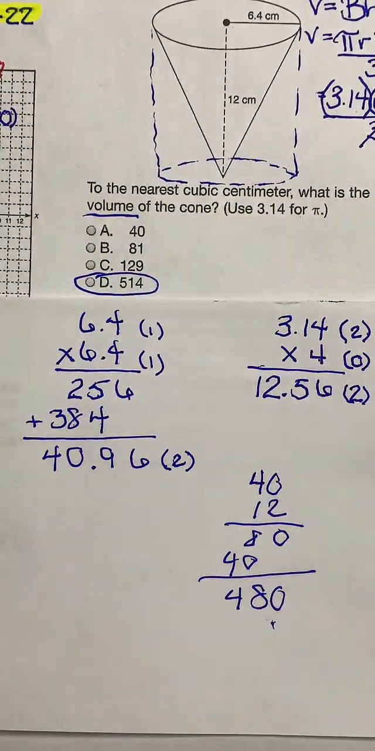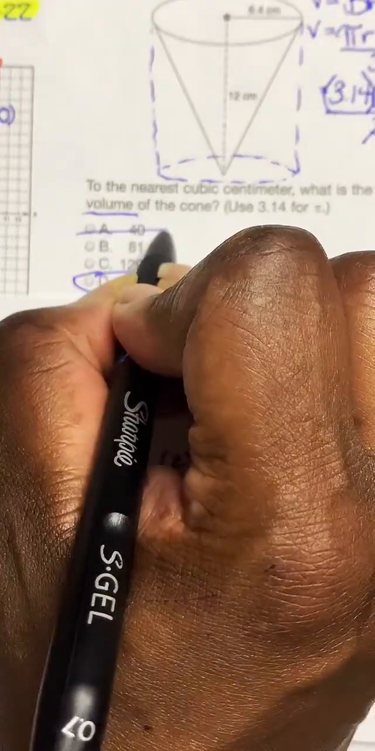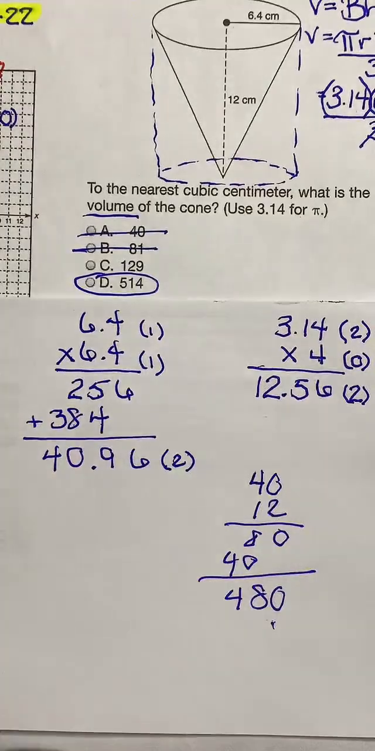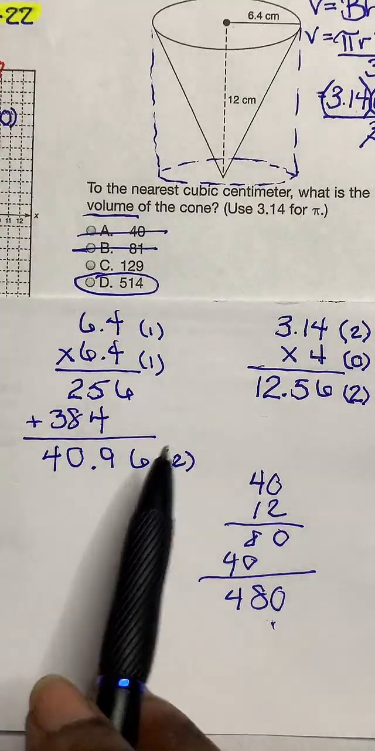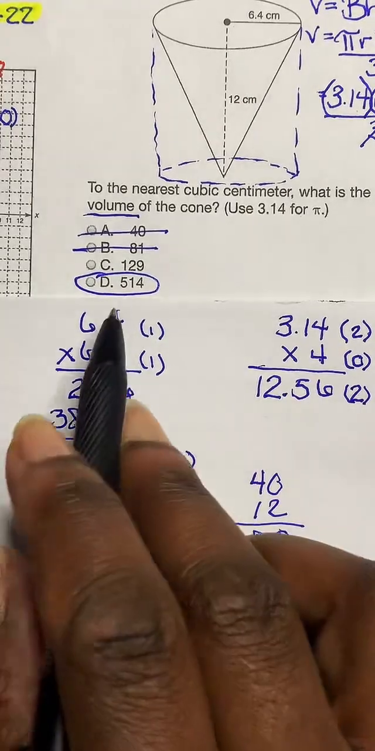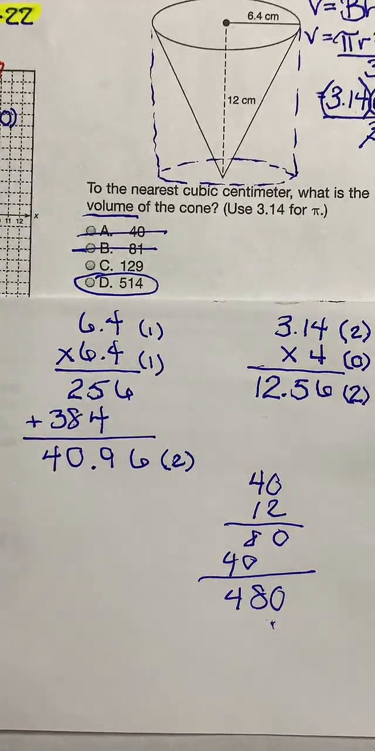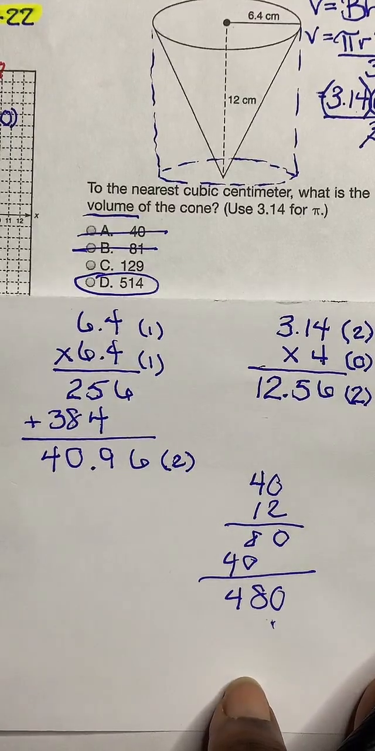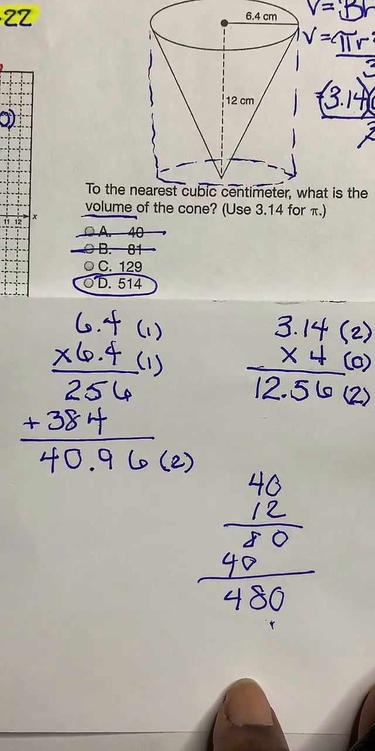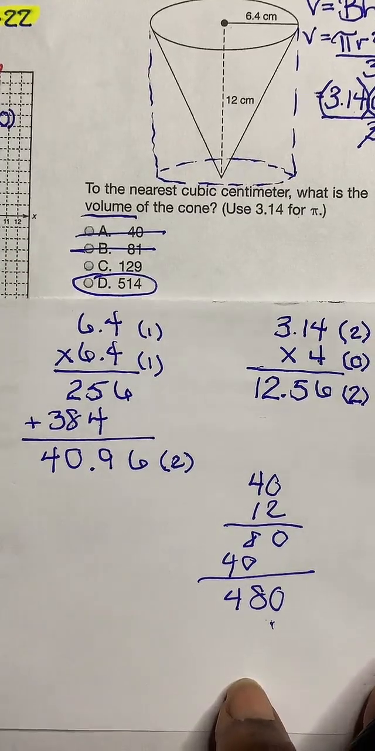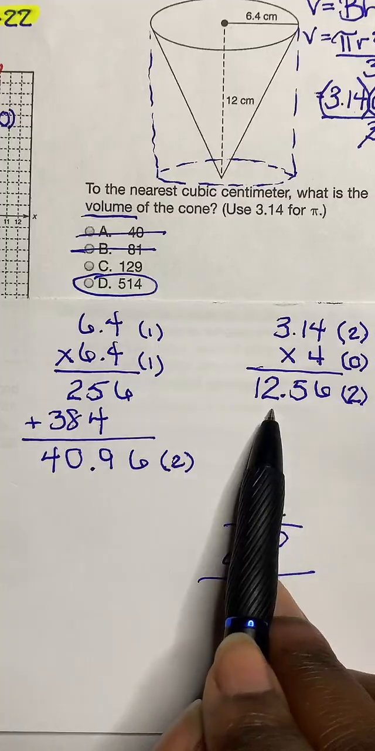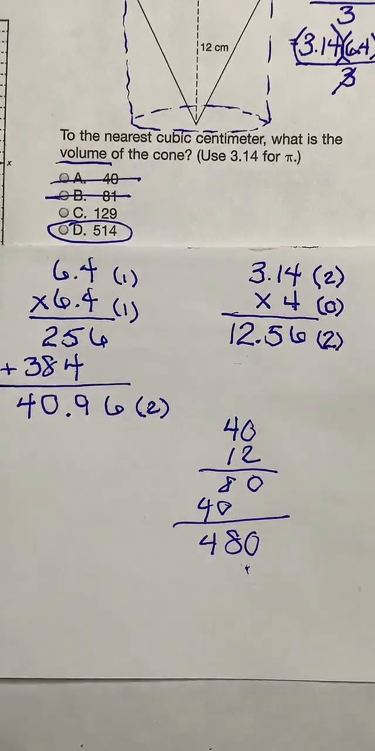It's definitely not 40. It's definitely not 81. We're not adding things together. We have to multiply. So our answer is going to be that 514. If you want to round up, you can, and that can help you with figuring it out, because that will be 41 and this will be 13. So you can do that as well.